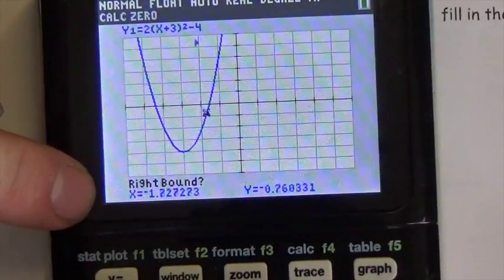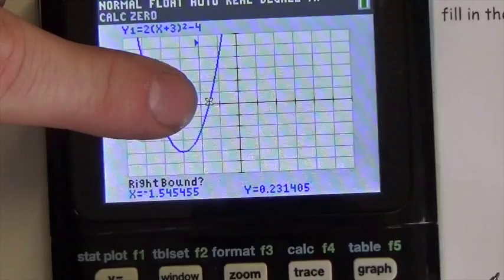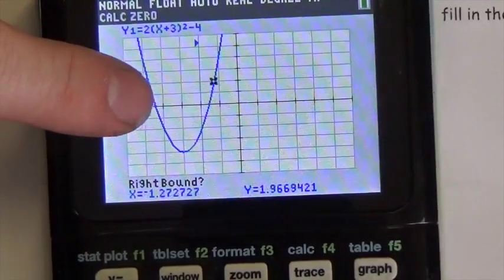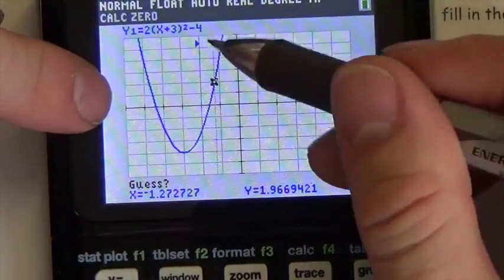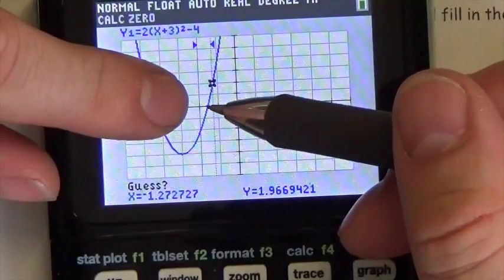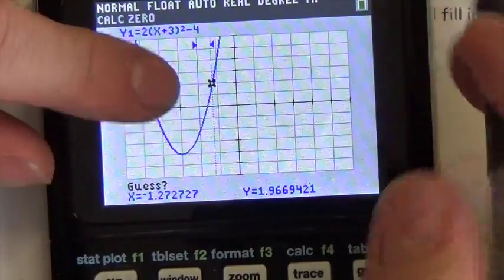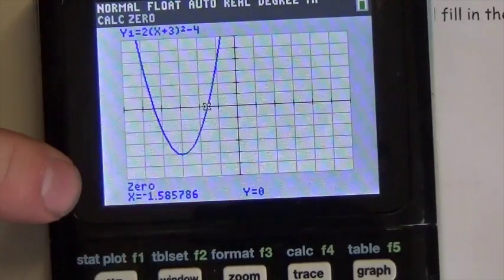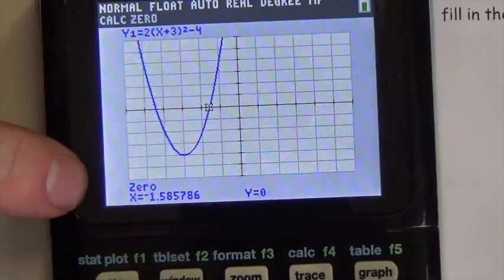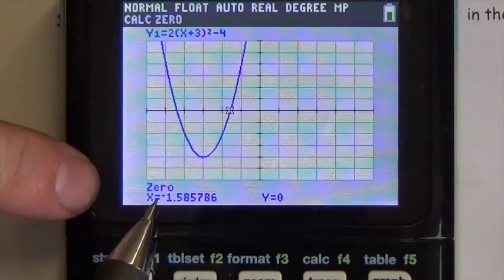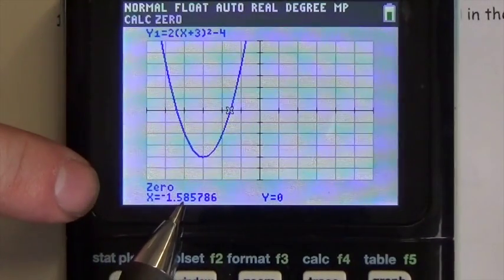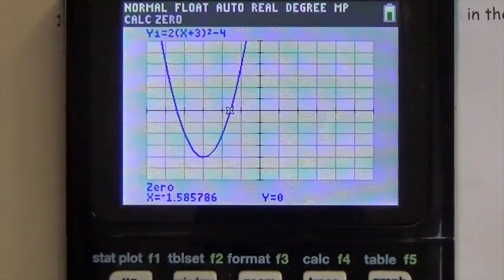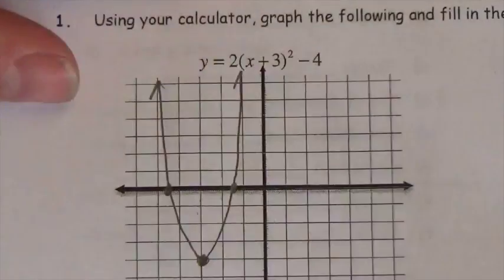Now I'm going to move the cursor to the right of that. So there's roughly my x-intercept. I'm going to move to the right a little bit, press enter, and it draws a line there. As long as that x-intercept is in between those two lines, when I press enter to get past the guess, it'll jump me to that point. In this case, the x value is negative 1.5857. Let's round that to the nearest tenth: negative 1.6.